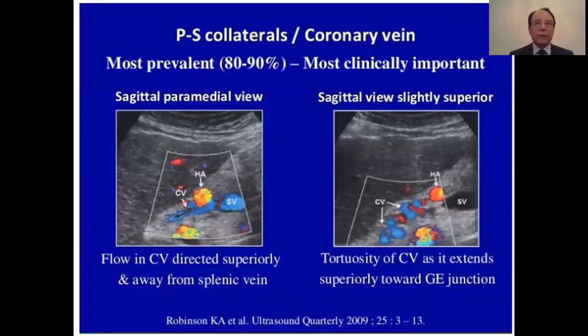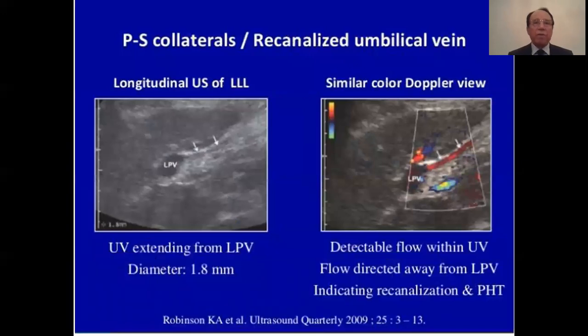Robinson and his colleagues pointed out that the coronary vein can be demonstrated, being the most prevalent and clinically important, by Doppler ultrasound. Also, they detected flow directed away from the left portal vein through the umbilical vein, indicating recanalization.